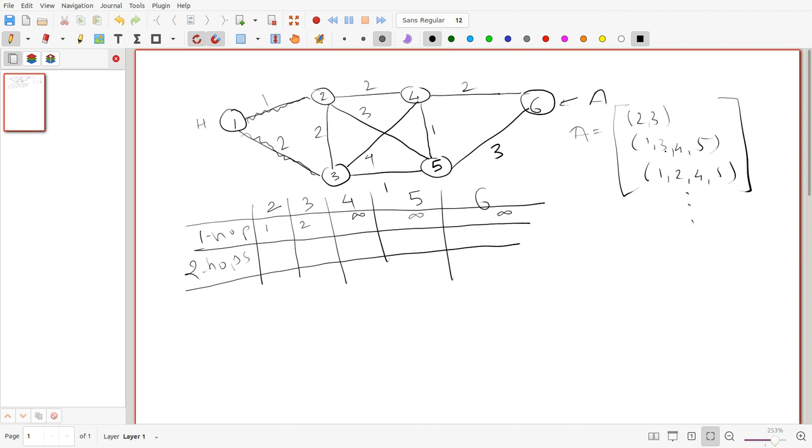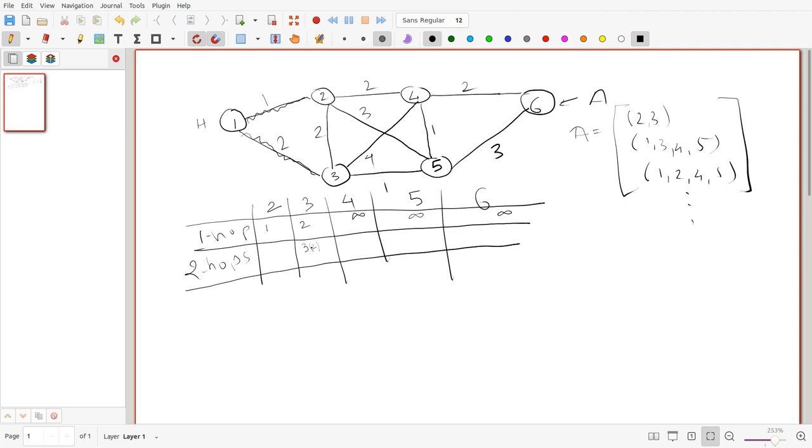Let's see 3. So, how much time does it take me to reach 3 in 2 hops? Well, it does take 1 unit of time to get to 2, and it takes a further 2 units of time to get to 3. So it takes a total of 3 units of time to get to 3. And in parentheses, I'm just going to write down 2 here to indicate that this 3 is the units of time it takes to come to 3, where the penultimate node is node 2.